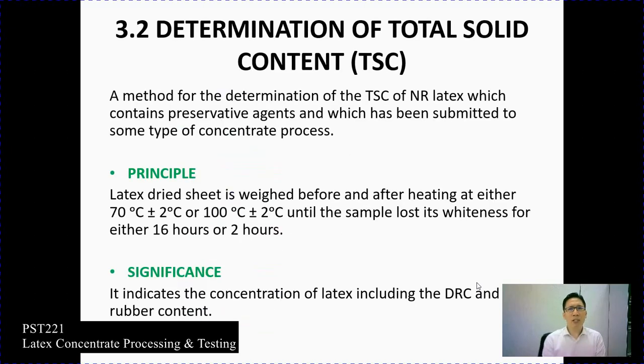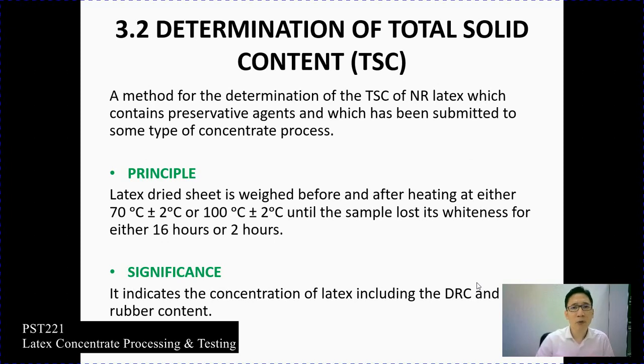3.2 Determination of total solid content. Okay, TSC, total solid content. The acronym I use is TSC. But please, when you are answering a test, quiz, or final assessment, please don't use TSC. Please write the full name, the total solid content.